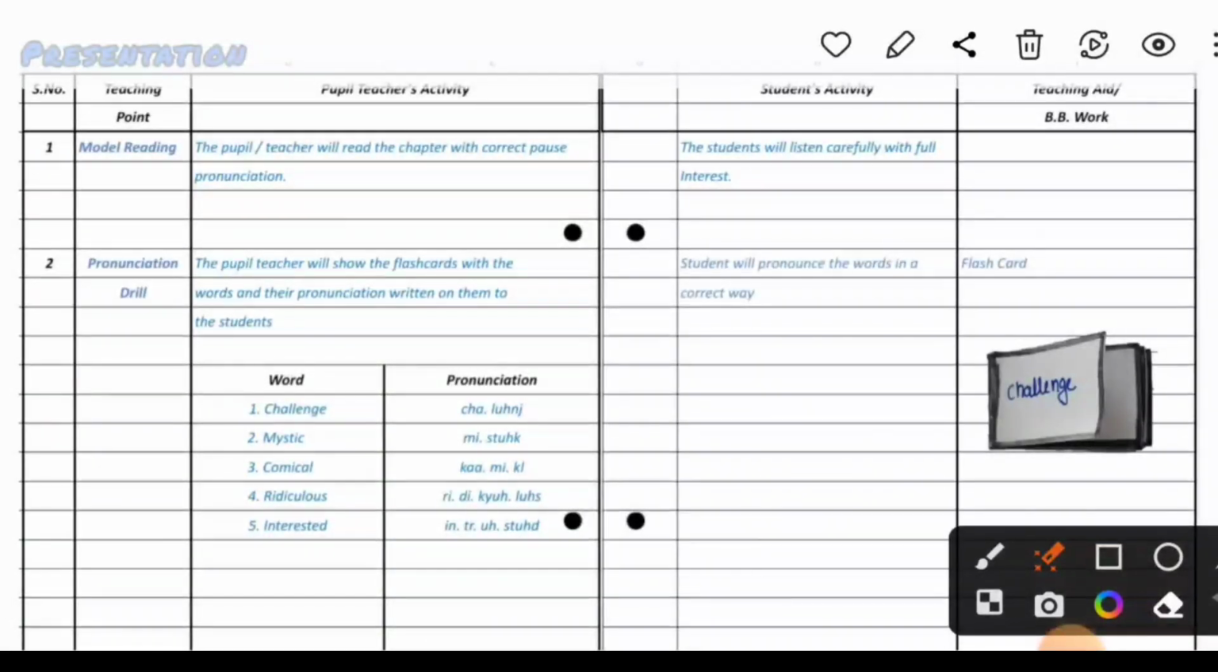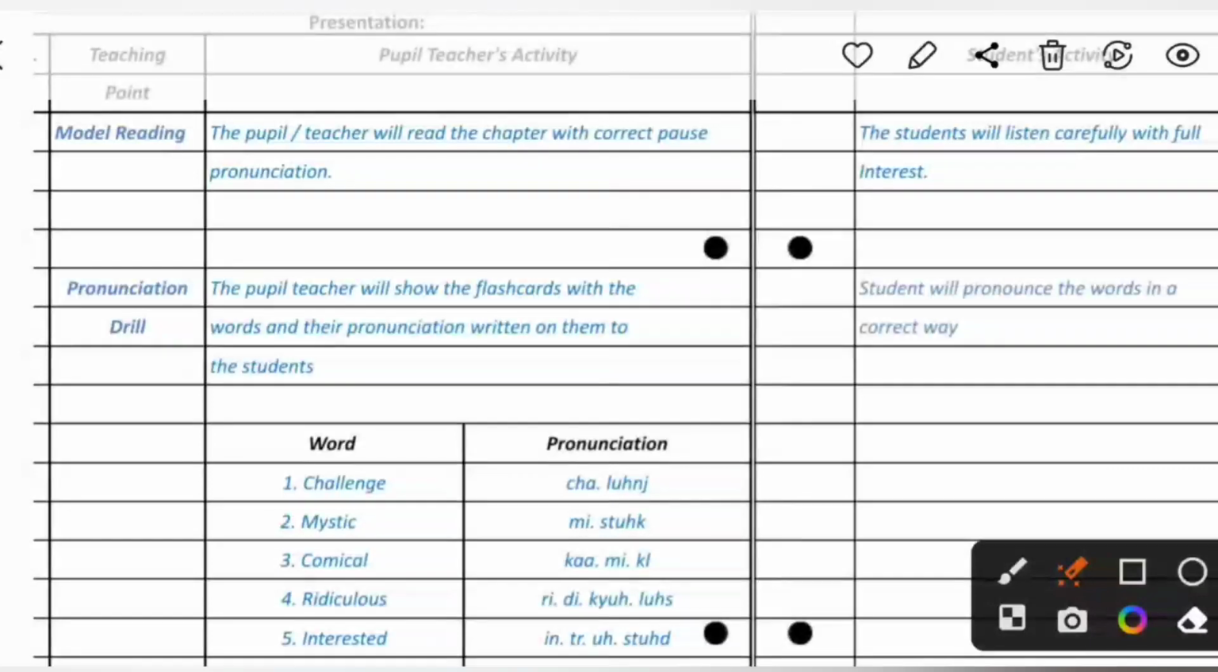So for this, you can go to Google, search and type pronunciation of challenge, and you will get the pronunciation over there. So here we will write at least 5 to 6 words and their pronunciation. And here you will write the pupil teacher will show the flashcards with the words and their pronunciation written on them to the students. And in the students activity column, you will write students will pronounce the words in a correct way or correct manner.